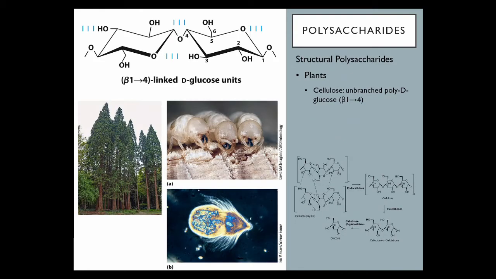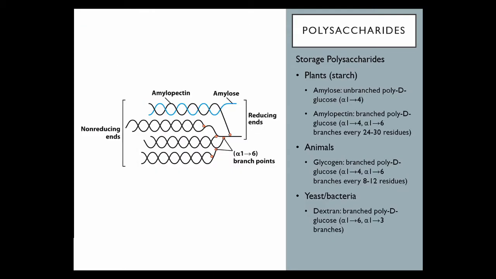And then a lot of organisms use polysaccharides as structural components of their cells or their tissues. So plants, for example, have this stuff called cellulose. And cellulose is similar to amylose in that it is an unbranched polymer of glucose, but it's connected in a beta-1,4 glycoside bond. So remember, with amylose, it's connected in an alpha-1,4.